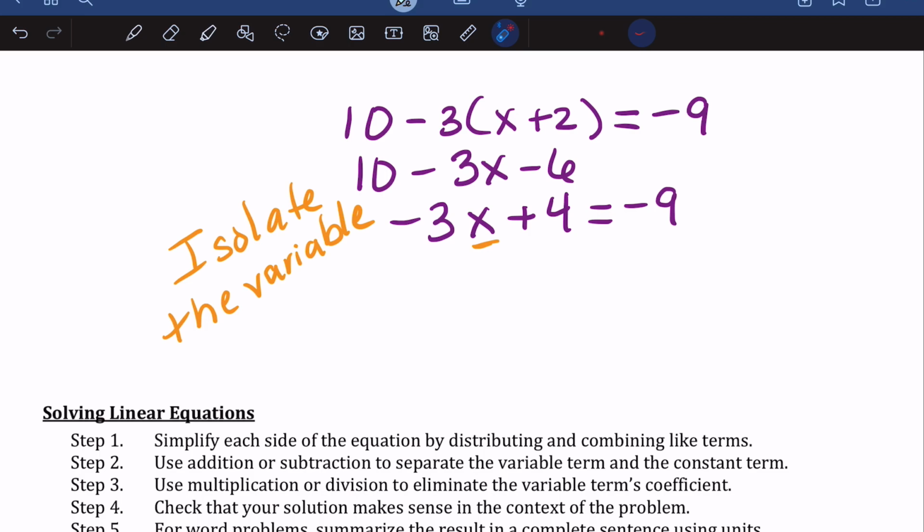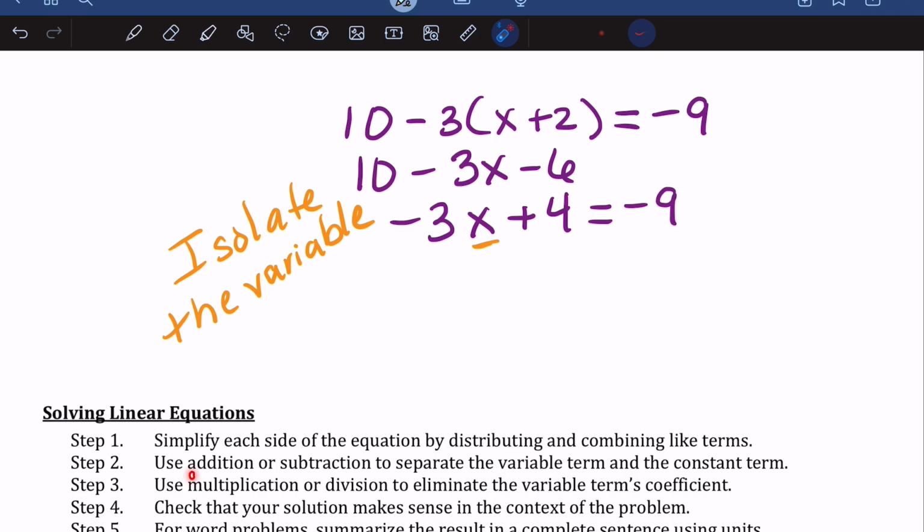Step 2, once we have that two-step equation, we're going to use addition or subtraction to separate or isolate our variable so that we have the variable on one side and the constant term on the other side. And in step 2, it is okay if the variable has a number attached to it. That number isn't a constant, it's a coefficient at that time. A constant is a number that's by itself, not attached to a variable.